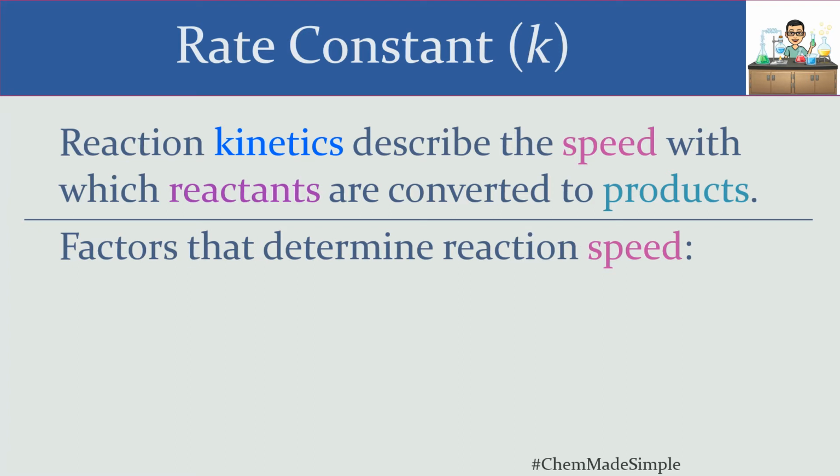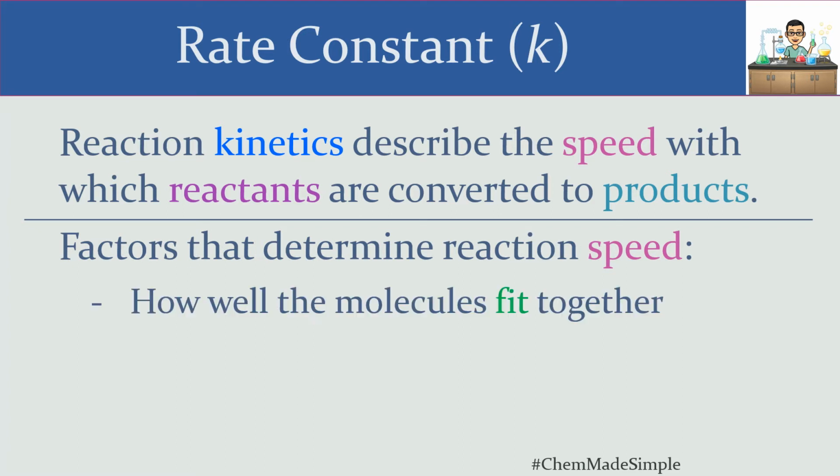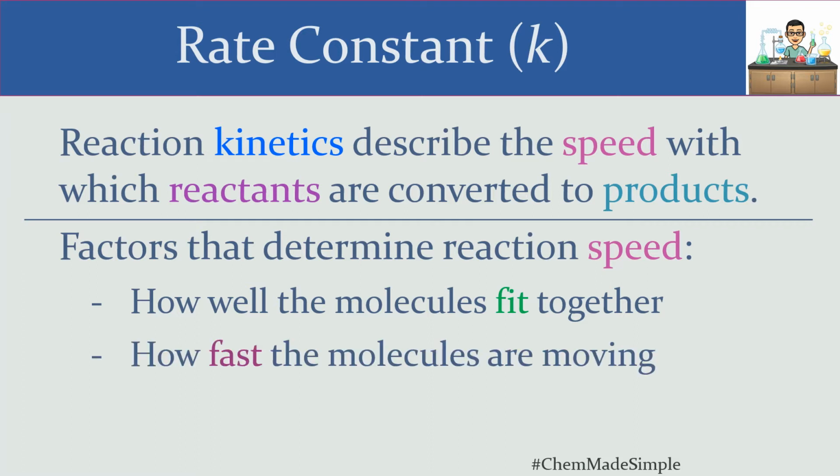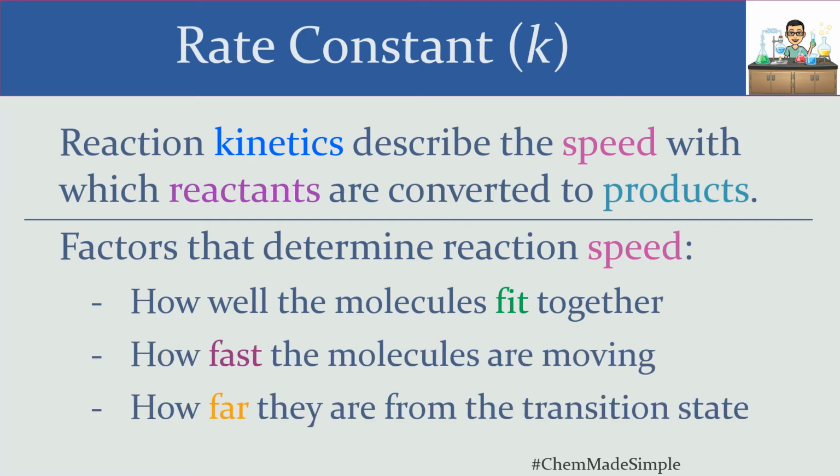Those factors that determine the reaction speed are, first, how well the molecules fit together. If molecules fit together better, then we're going to make a reaction happen more quickly. We're also going to look at how fast the molecules are moving, and how far the molecules are from the transition state. Fit, fast, and far all start with F, which gives you a little mnemonic to help you remember what controls the speed of a reaction.